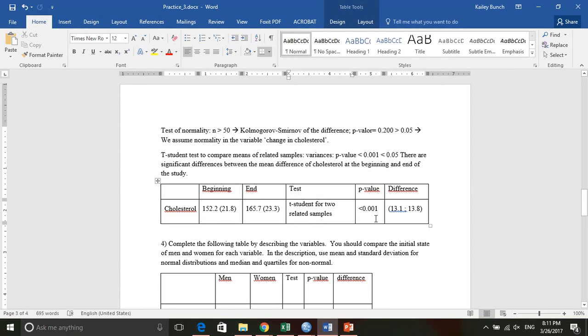Then the mean and standard deviation of the beginning of the study, so you should use that variable cholesterol 0. And then the mean and standard deviation at the end of the study, use cholesterol 1.